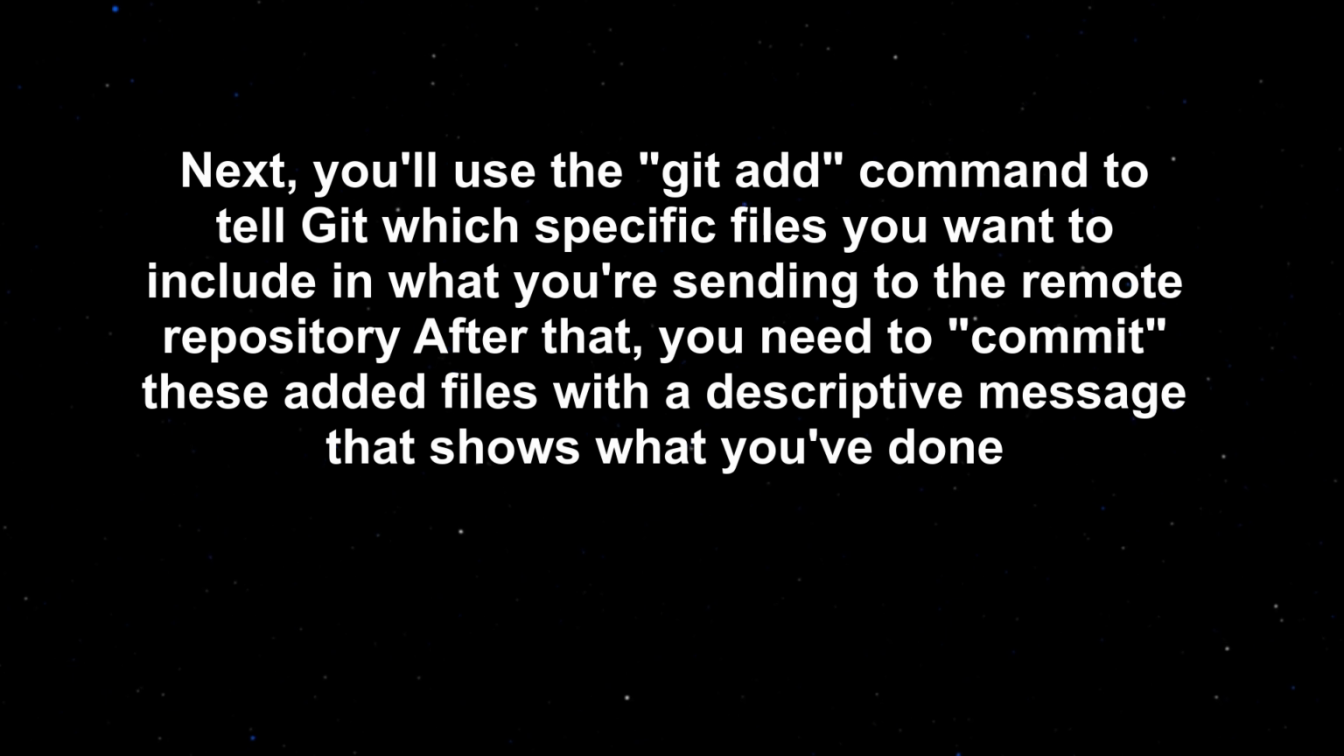Next, you'll use the git add command to tell Git which specific files you want to include in what you're sending to the remote repository. After that, you need to commit these added files with a descriptive message that shows what you've done.